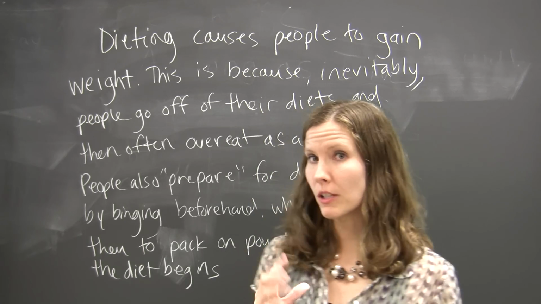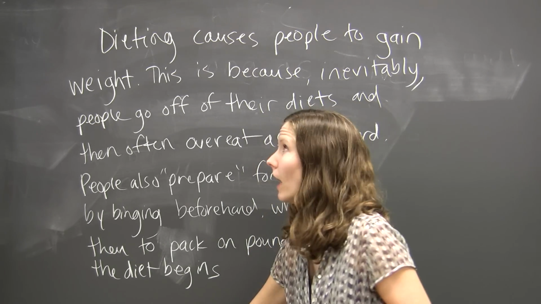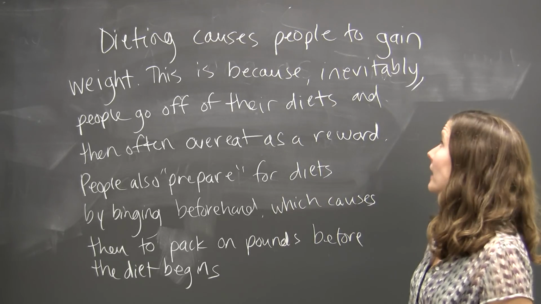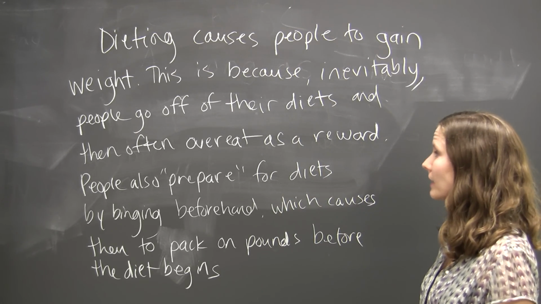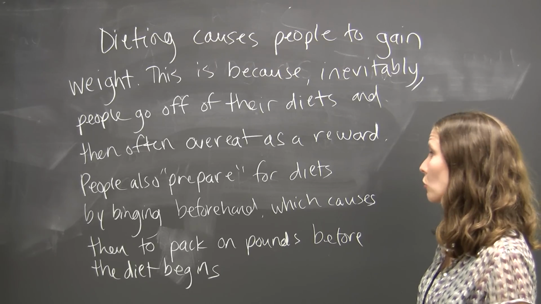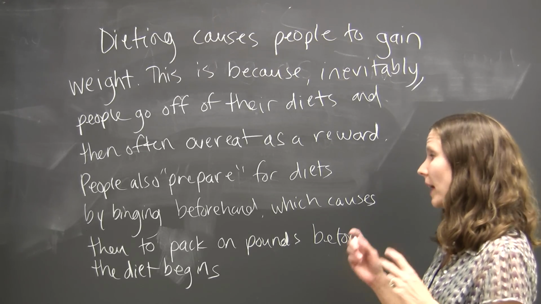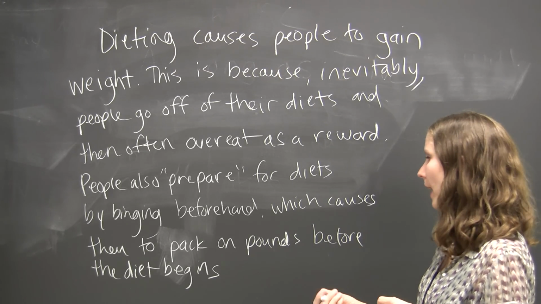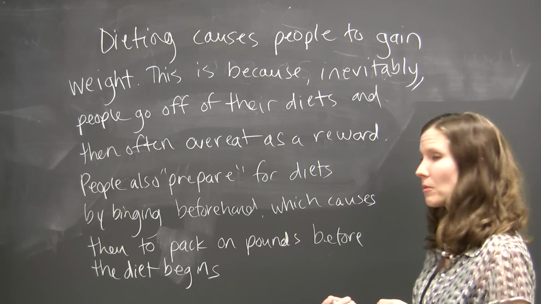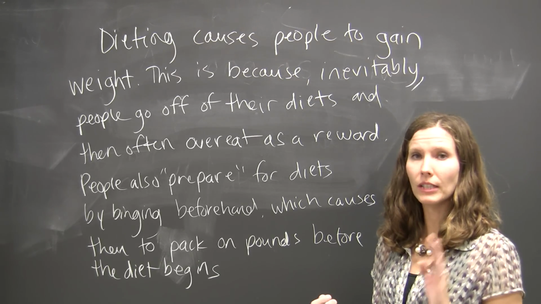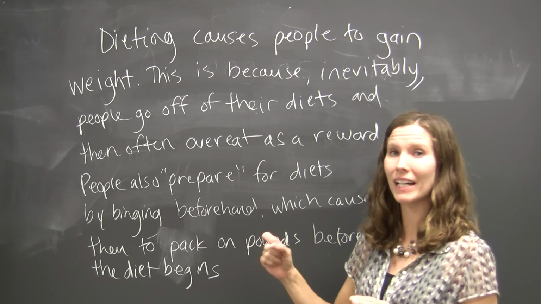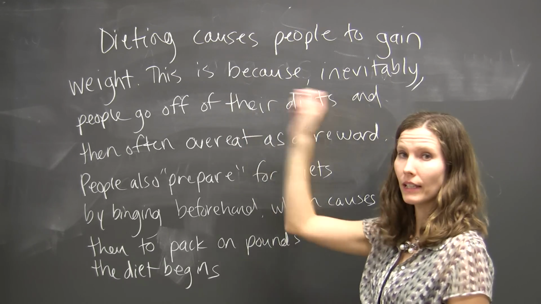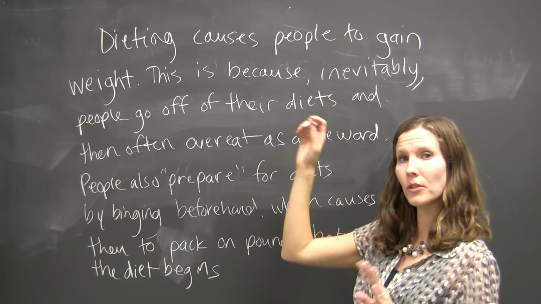So for example, look at this paragraph behind me. I have, dieting causes people to gain weight. This is because inevitably people go off their diets and then often overeat as a reward. People also prepare for diets by binging beforehand, which causes them to pack on pounds before the diet begins. So that's my paragraph. I wouldn't want to underline or highlight everything, I just want to hit the main ideas. I also don't highlight or underline entire sentences, but just keywords.